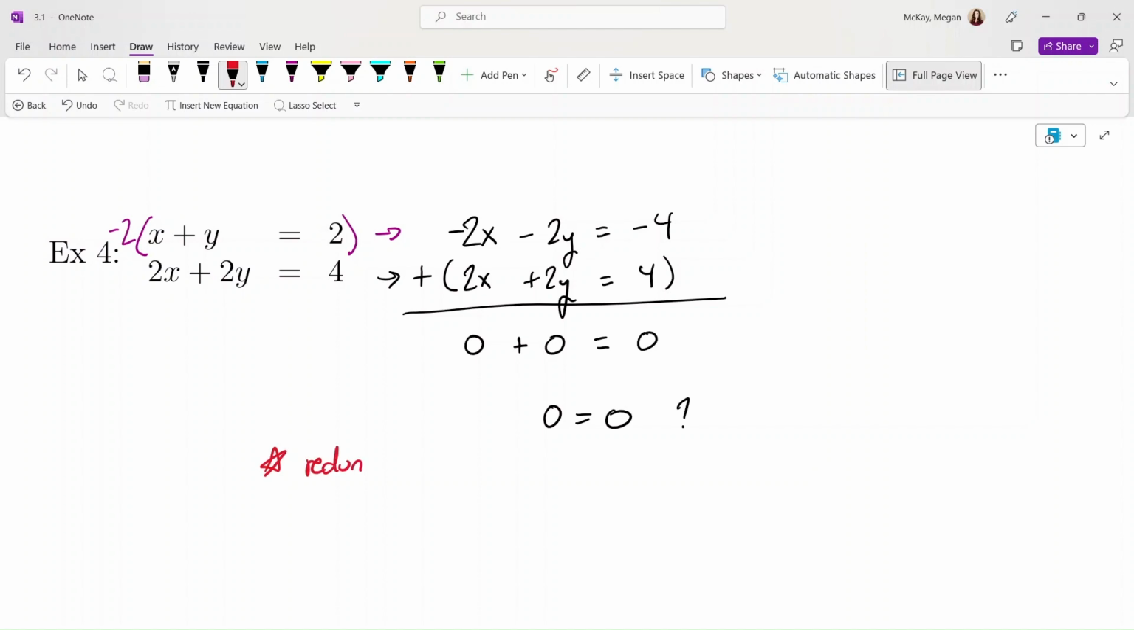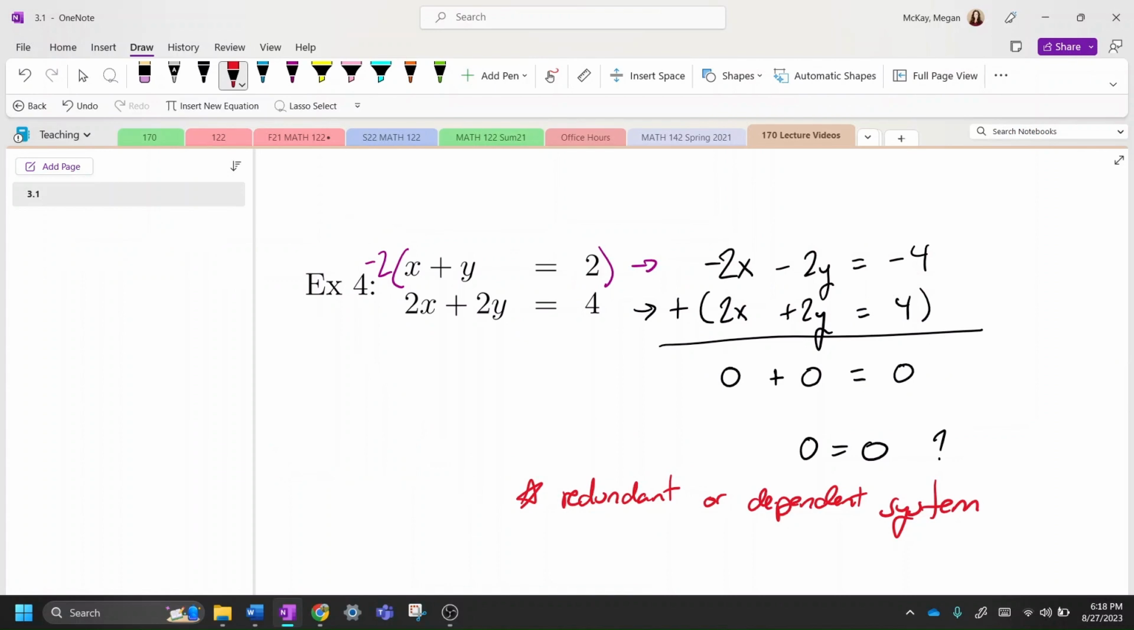A redundant, or sometimes called dependent system. When we get the fact that 0 is equal to 0 or 2 is equal to 2, any number is equal to itself, we call it a redundant or dependent system. Well, what does that mean in terms of solutions? Let's go back to Desmos one more time today and see what we're looking at.